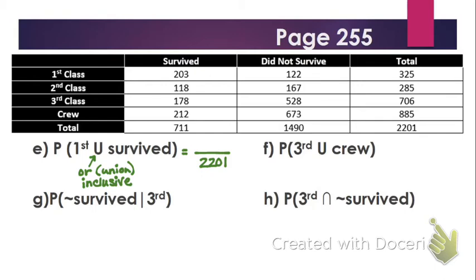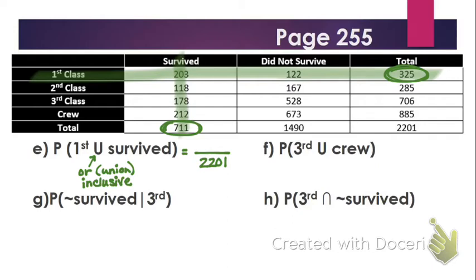So I want all the people in first class together with all the survivors. So where am I looking on this table for that? Yep. Everybody here. Everybody here. So I can add those two totals up, but I have to be careful if I do that. Why? Can't count the 203 twice, both in the total for first class and in the total for survived.